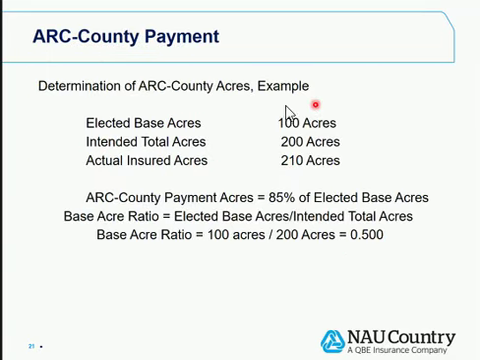Just to show you kind of how it works, you've got the elected base acres. That's from the FSA. The intended total acres is 200. The actual insured acres is 210. We're going to take the 100 elected acres or base acres divided into your intended acres, and that's a 0.5 factor, and that will be applied to this ARC County payment. It's all a function of that payment. Again, that's something the Watts will do.